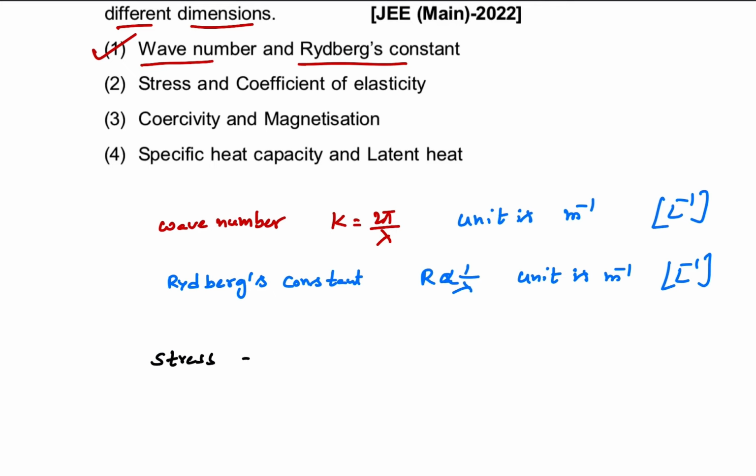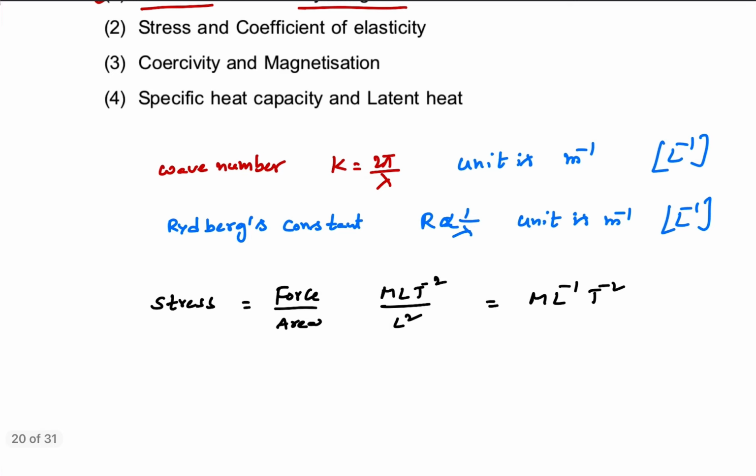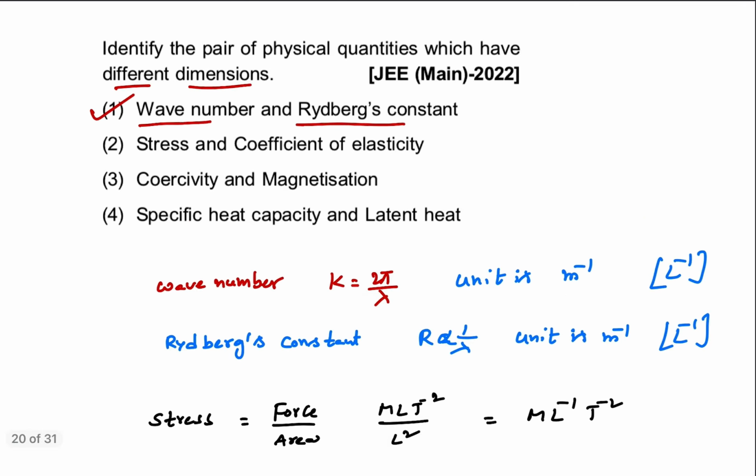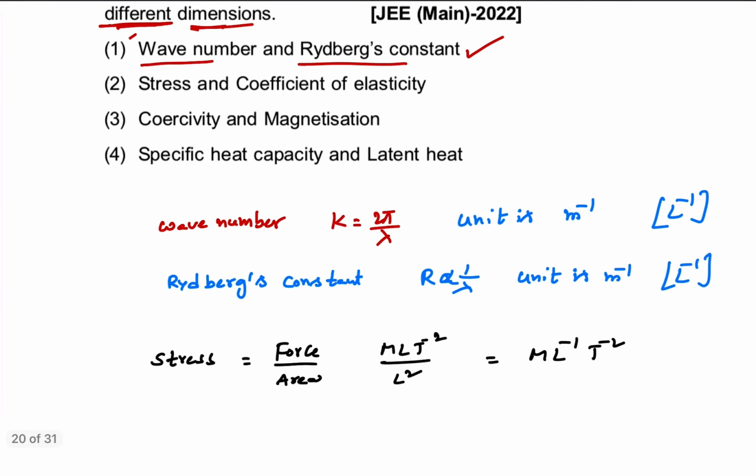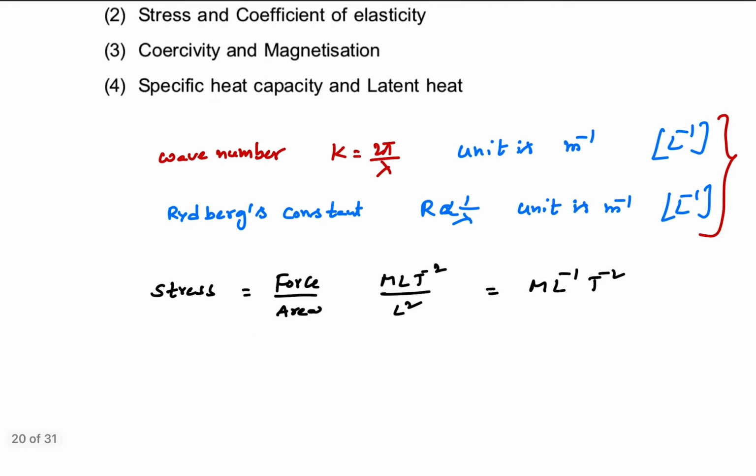Stress and coefficient of elasticity. Stress is nothing but force by unit area. M L T power minus 2 divided by L square. You can write it as M L power minus 1 T power minus 2. Next, coefficient of elasticity. Okay, they are asking different physical quantities now. First one is having same dimensions. You observe this kindly. Different dimensions, they are having same dimensions. Wave number and Rydberg constant same.